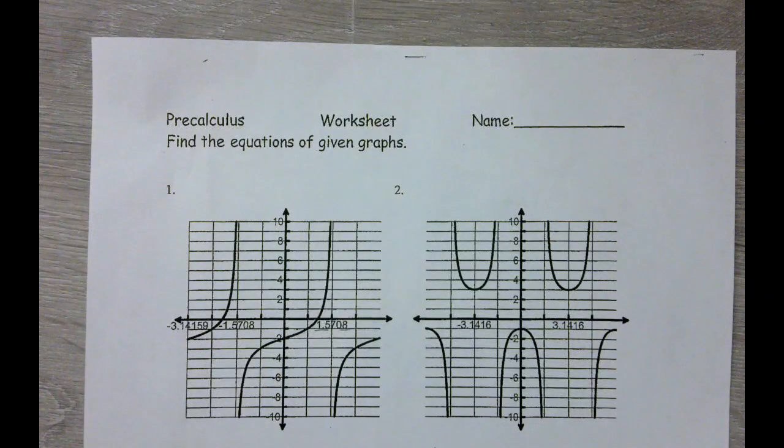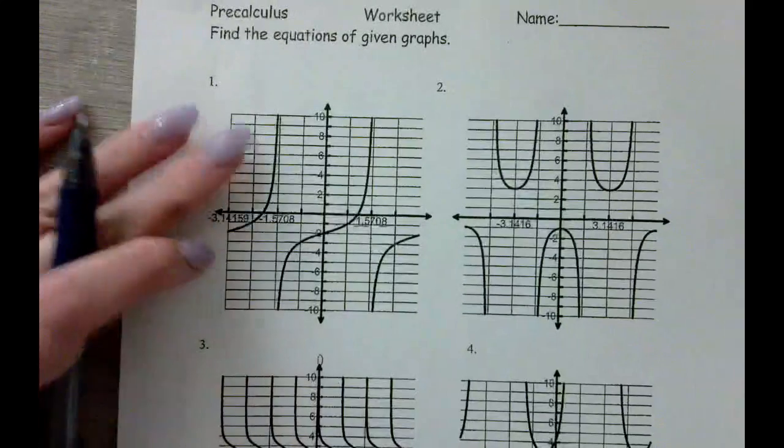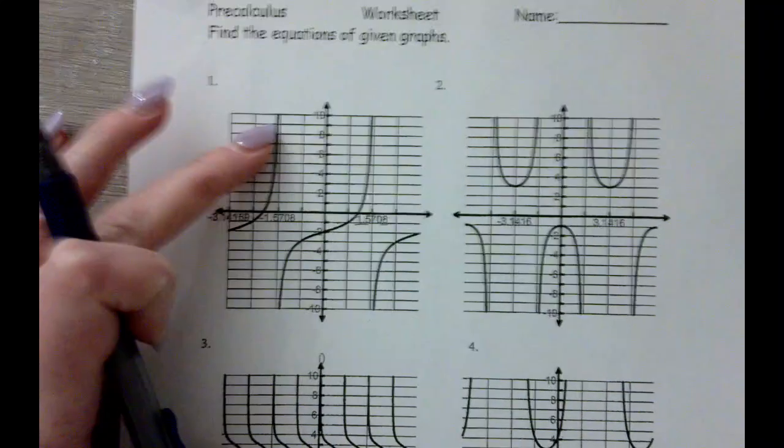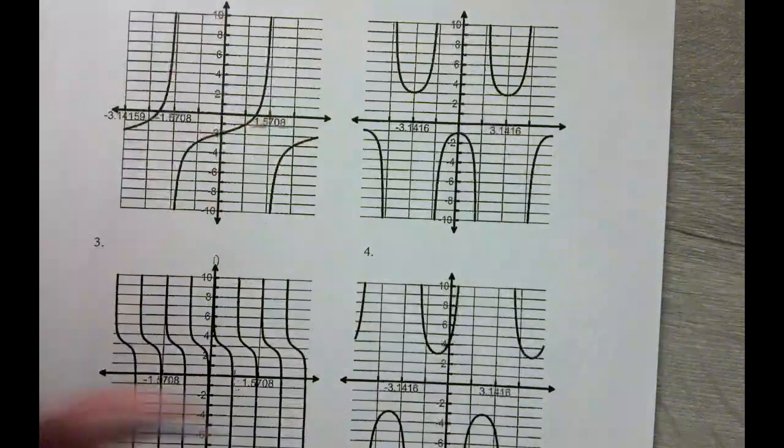Hi everyone. In today's video I will be going over numbers 2 and 4. I've already made a video over 1 and 3. These are the tangent / cotangent graphs, so feel free to check that out. Today we're going to cover the secant / cosecant graphs.